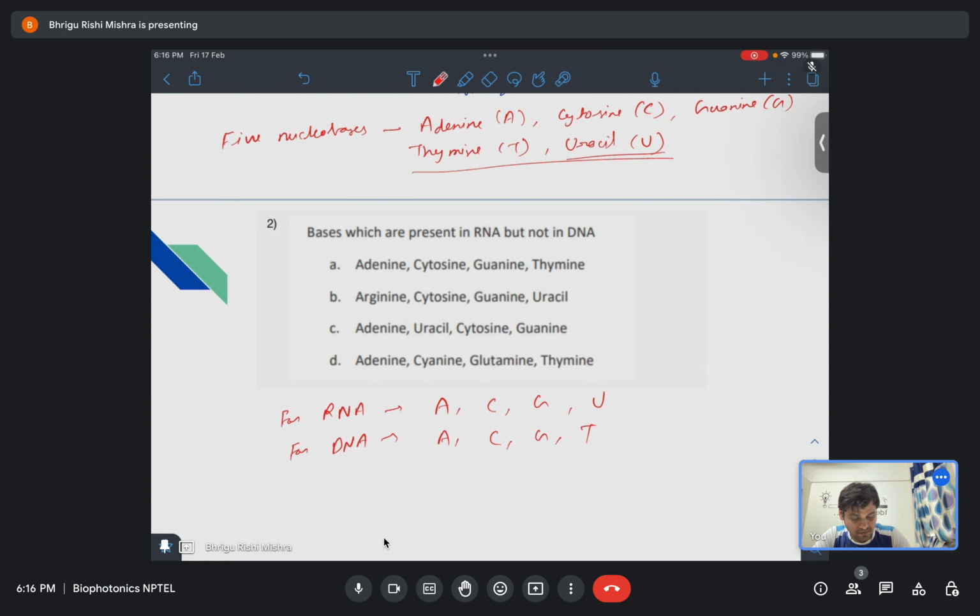So the right answer is, I think, C. Yes, the right option is C, because it doesn't have thymine, which is present in DNA and not in RNA.